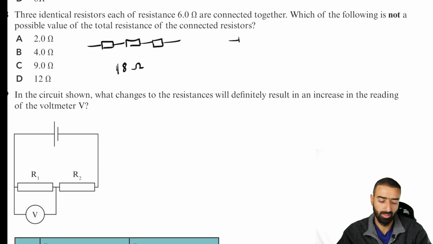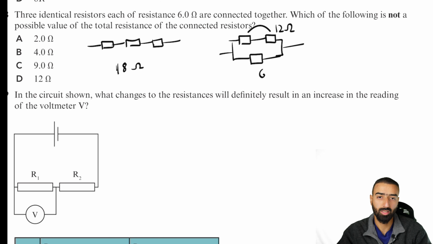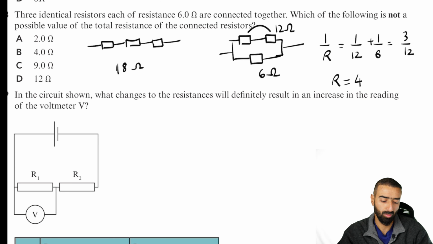What if I connect 2 of them in series and 1 in parallel? What would the resistance be? Well, the total resistance of the top branch would be 12 ohms and of the lower branch is 6 ohms. And they are in parallel. So the total resistance would be 1 over 12 plus 1 over 6, that is 3 over 12. That means R will be 4 ohms. So 18 ohms is possible, 4 ohms is possible.